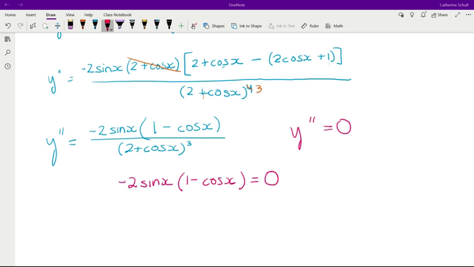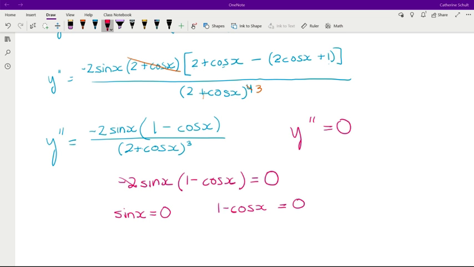Excuse me. This is a long problem. I'm starting to get a little loopy. The double derivative will be 0 when the numerator is 0. And luckily, the numerator is already factored for us. So according to the zero factor property, we can divide both sides by negative 2 because there's no variable in it. So this double derivative will be 0 when sine is 0. I keep saying negative, I mean 0. And when 1 minus cosine is 0.